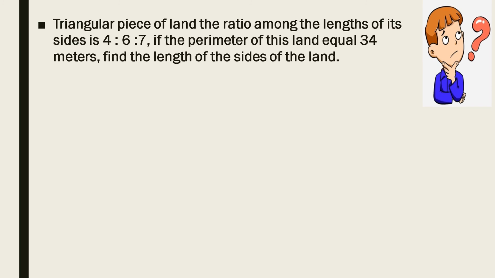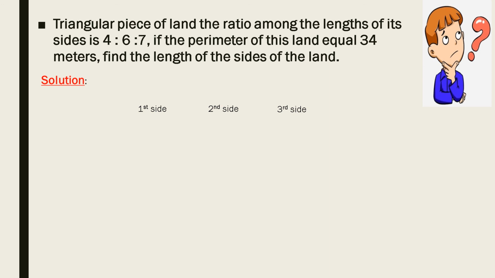A triangular piece of land, the ratio among the lengths of its sides is 4 to 6 to 7. If the perimeter of this land equals 34 meters, find the length of the sides of the land. Write the names: first side, second side and third side. Perimeter here is called sum.